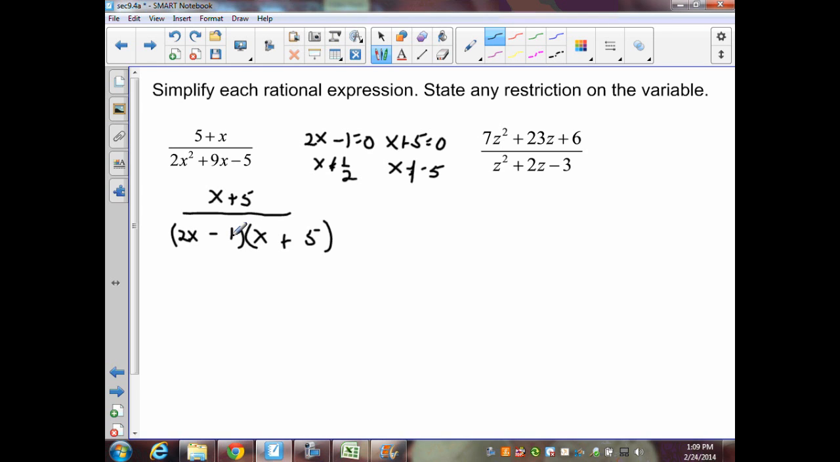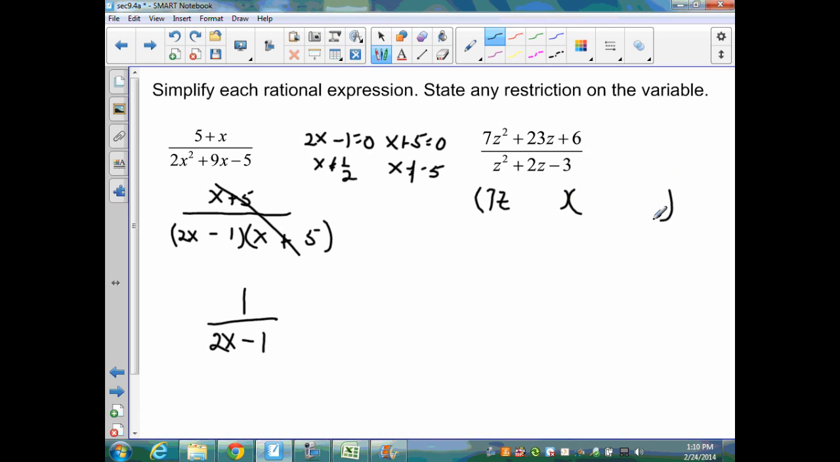Now what I want to do is simplify, and my x plus 5 expressions will cancel in the numerator and denominator, leaving me 1 over 2x minus 1. But I still maintain that x cannot equal a negative 5 as a restriction. Again, on my next example, I want to factor the numerator and denominator. So my numerator, that's going to give me 7z and z. And I'll break up my 6 into 2 and 3, and that will be plus, plus.